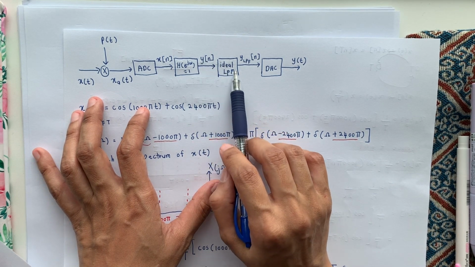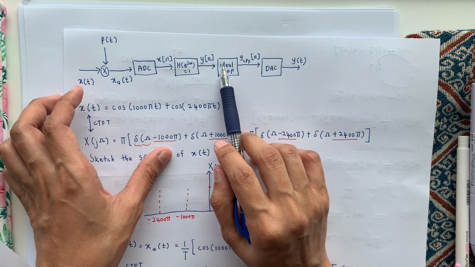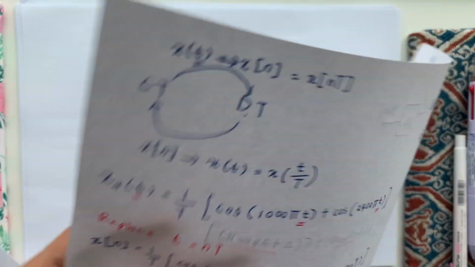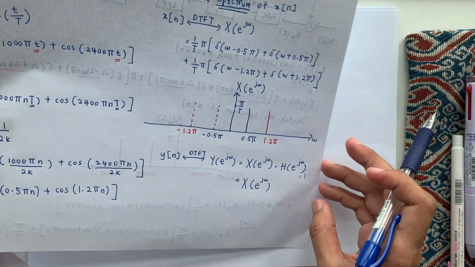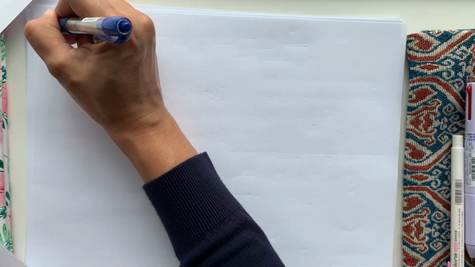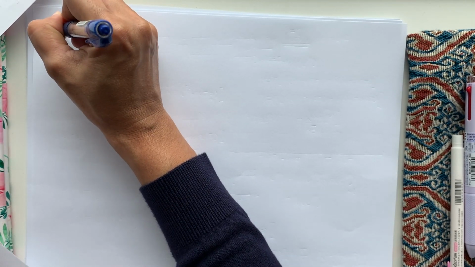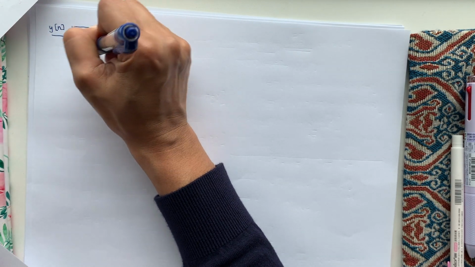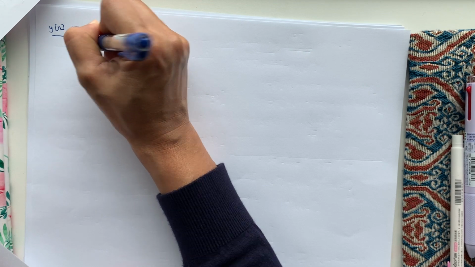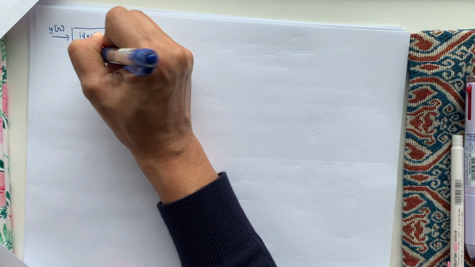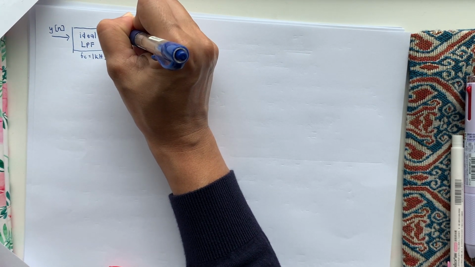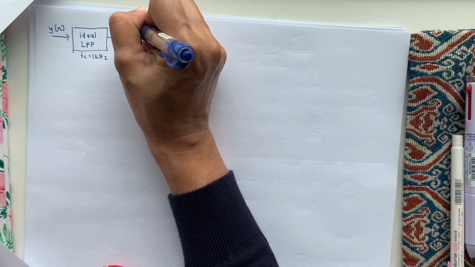Alright, so now you have your Y(e^jω) here. Now we have an ideal low pass filter. So basically, having an ideal low pass filter means y[n] will go to the ideal low pass filter with Fc equal to 1 kilohertz to produce y_L[n].